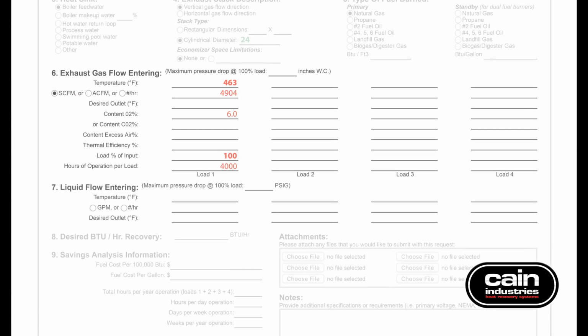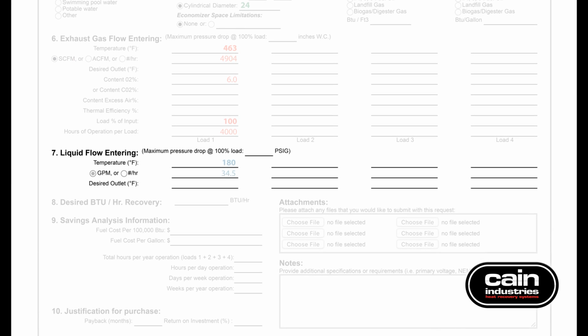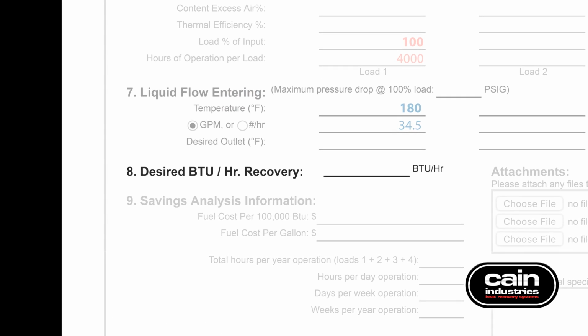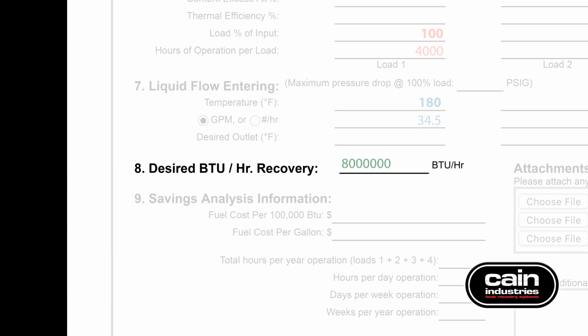Question 7. Liquid flow entering. Obtain entering water temperature from the customer or by measurement. The more information gathered about the existing water flow system, the more accurate the flow rate can be determined. Note if a water outlet temperature is desired and if there's a liquid pressure drop limit at 100% load. Question 8. Desired BTU per hour recovery. Provide a desired heat recovery performance if requested by your customer.